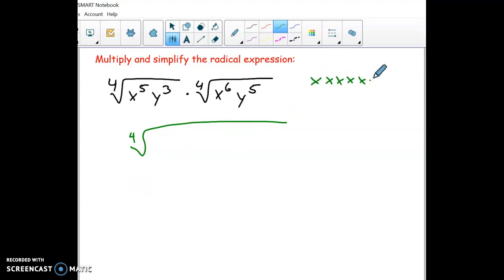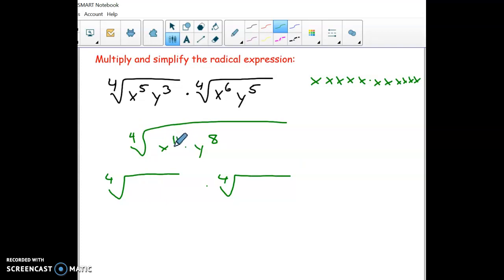All right, so we're taking x to the 5th times x to the 6th. All total that's 11 x's, and the shorthand way is just to add those exponents. For the y's, 3 and 5, just add them to get 8. So that's the multiply step where you combine them. And then to simplify, we're going to pull them back apart. But this time when we pull them apart, we want the exponents to evenly divide with the index.